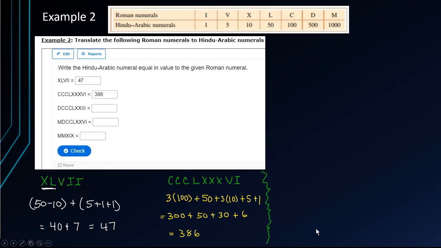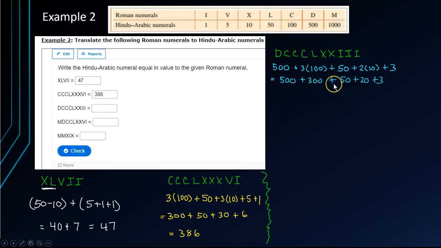For the next one, I have DCCLXXIII. Again, they are in order from decreasing value, so it goes from the 500s to the 100s to the 50 to the 10s, and then to the singles. So there's no subtractions going on here. So I'm going to have a 500, 3 100s, a 50, 2 10s, and 3 1s, which gives me 500 plus 300 plus 50 plus 20 plus 3, which adds up to 873.